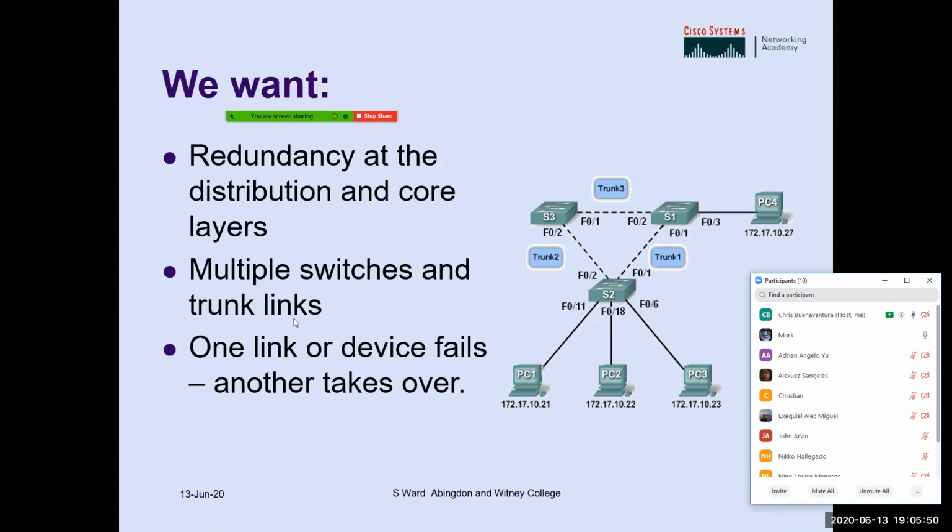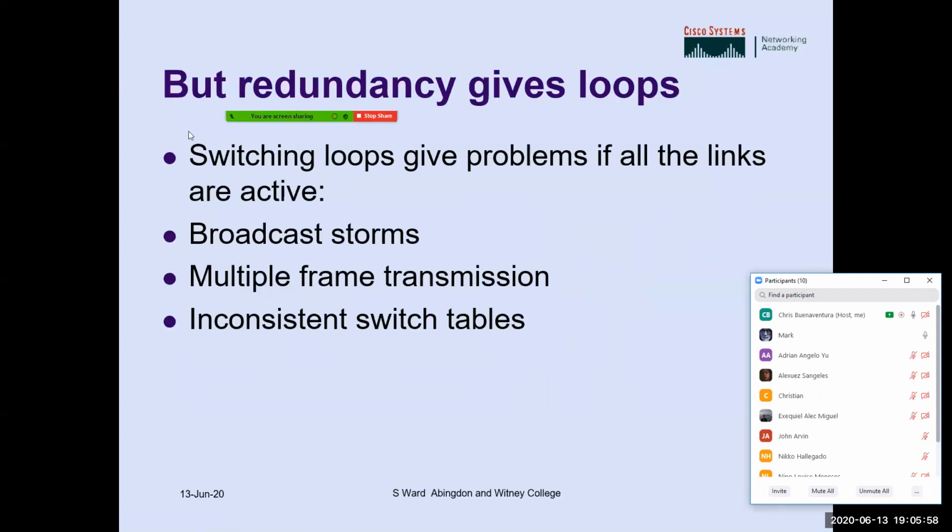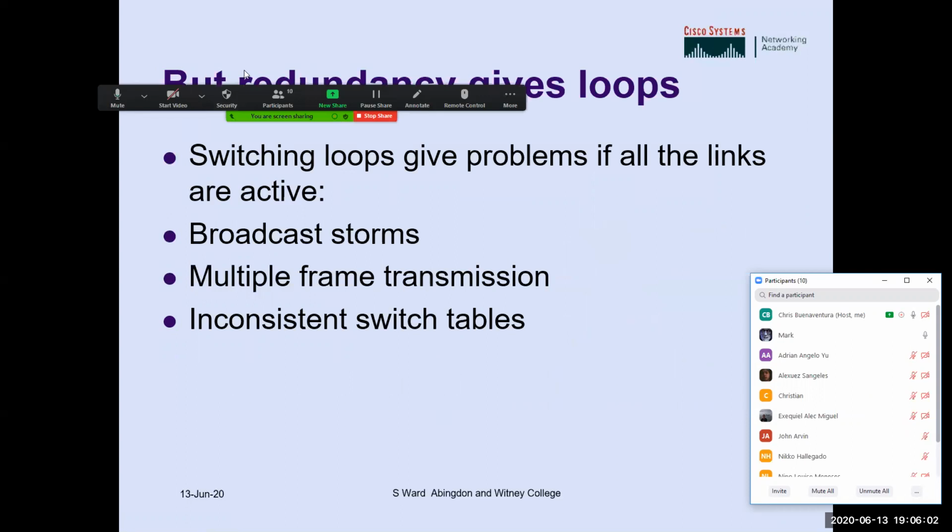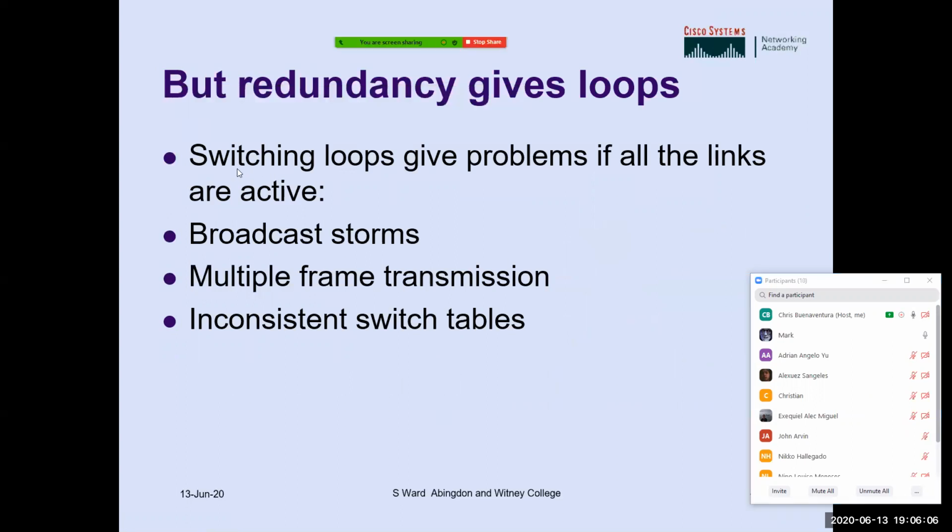Multiple switches and trunk links. We want multiple switches, not only one. So if one link fails, another takes over. Okay? But the problem is looping. So redundancy will give loops. Bibigyan tayo ng looping problem. Switching loops give problems if all links are active.